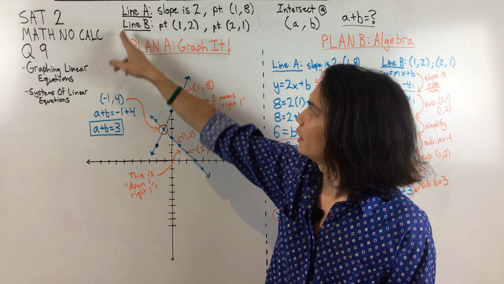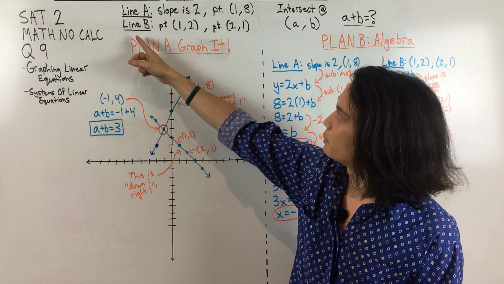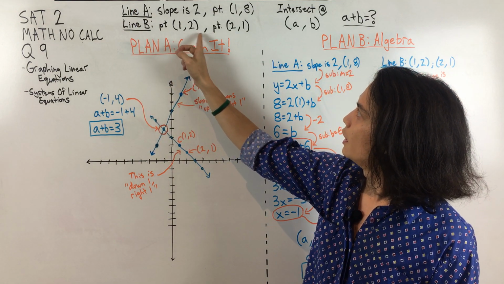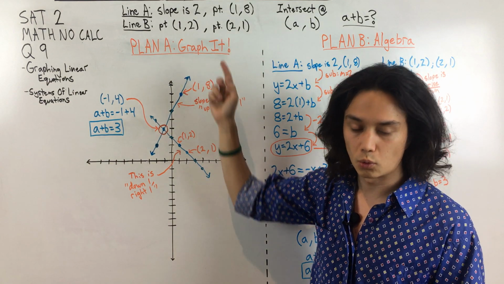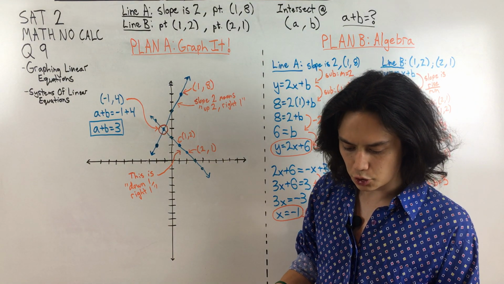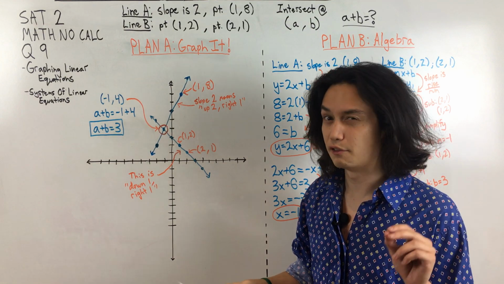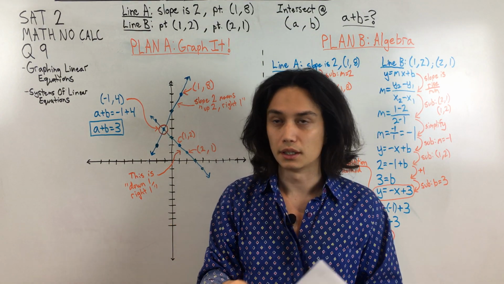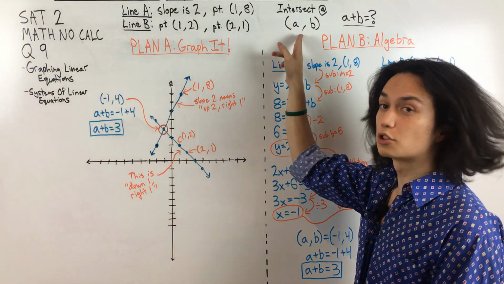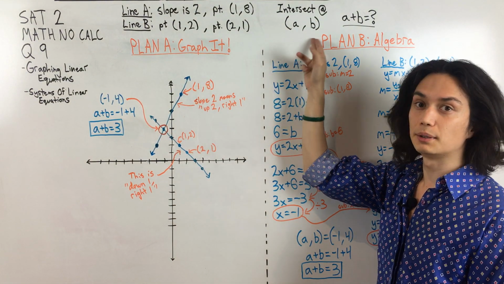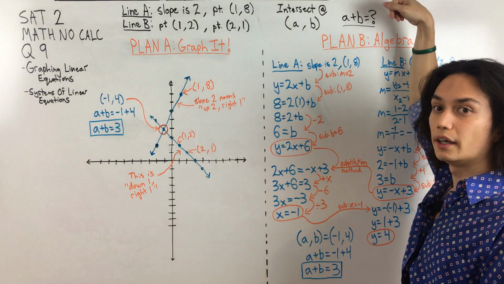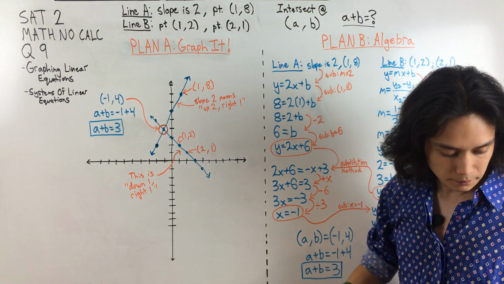So there's line A, and there's line B, two different lines. Line B has the point (1, 2) and the point (2, 1). All right. If the two lines intersect at the point (a, b), what is the value of a plus b? That's what I've said here. These two lines are going to intersect at (a, b), and we're wondering what a plus b is.